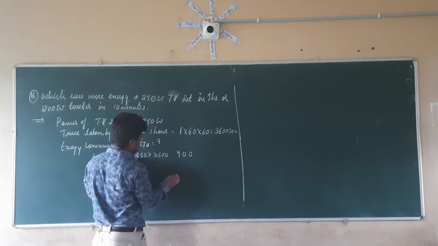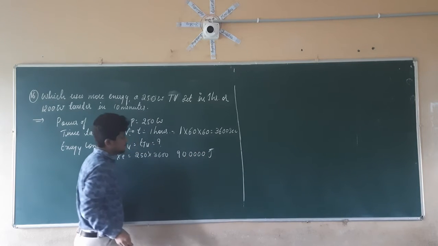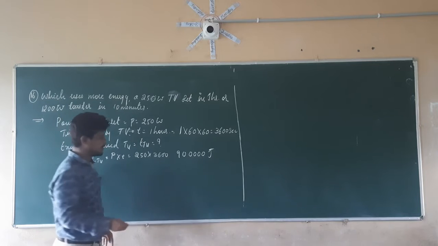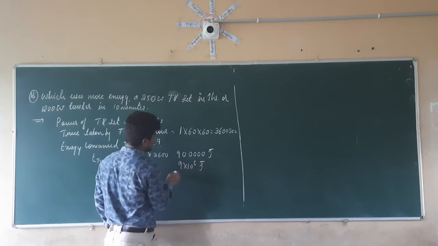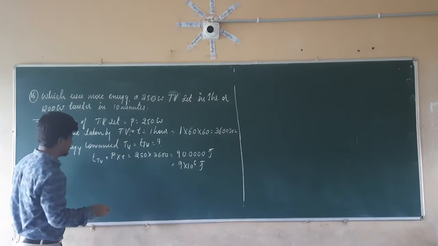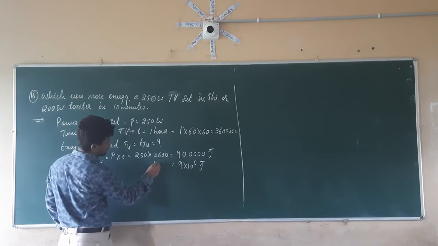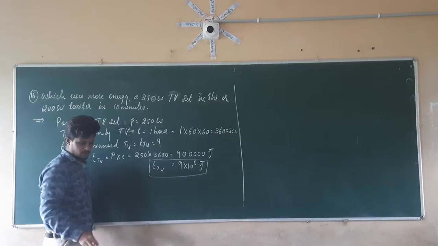It is equal to 90,000 joules. So it is equal to 9 lakh joules, which can be written as 9 into 10 raised to 5 joules. Therefore, E_TV is equal to 9 into 10 raised to 5 joules.